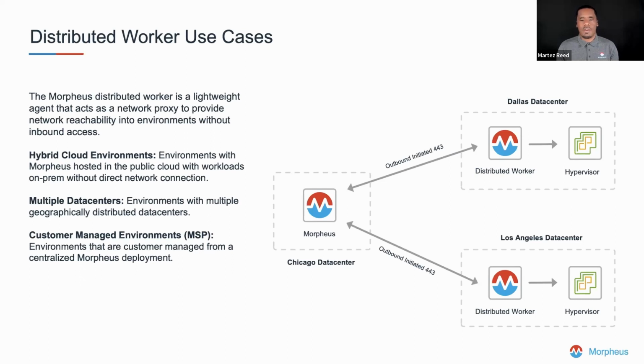So in this example, we have a Morpheus instance located in a Chicago data center, having connectivity to two different data centers, Dallas and Los Angeles, and being able to interact with a VMware hypervisor via the distributed workers located in each of those environments. So it really provides a distributed architecture for the Morpheus platform and the value of being able to execute those operations local to that environment without the need for that VPN connection, as we mentioned.